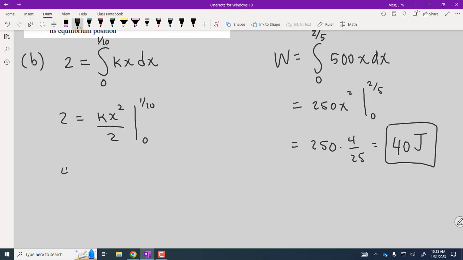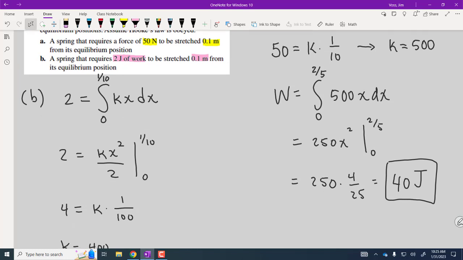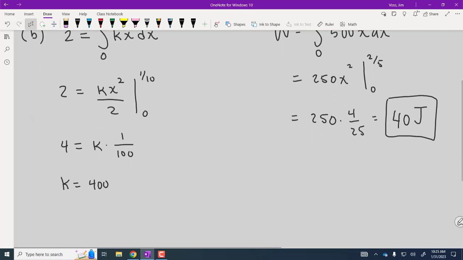We can multiply both sides by 2 here. And then we have k multiplied by 1/10 squared, which is 1/100th. And so this tells us that k is 400 for this spring. So, a roundabout way to get to k. They give us information about work, not force. But then the rest of it is going to be kind of the same.